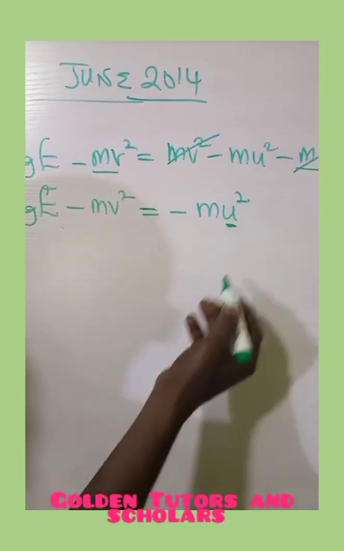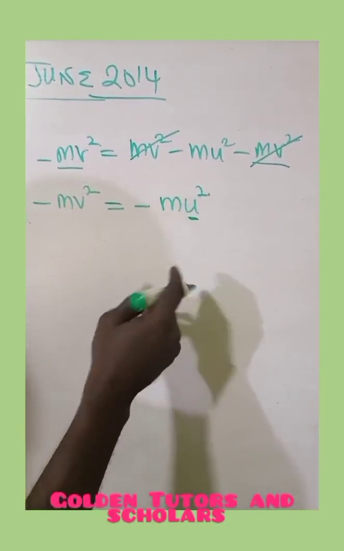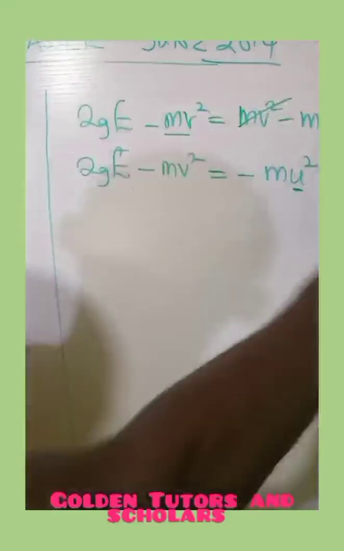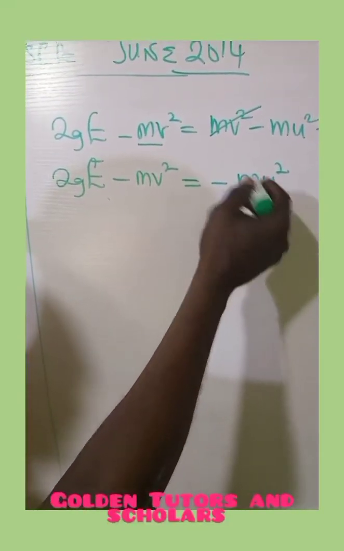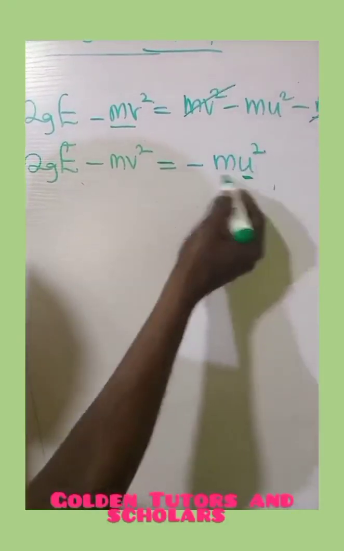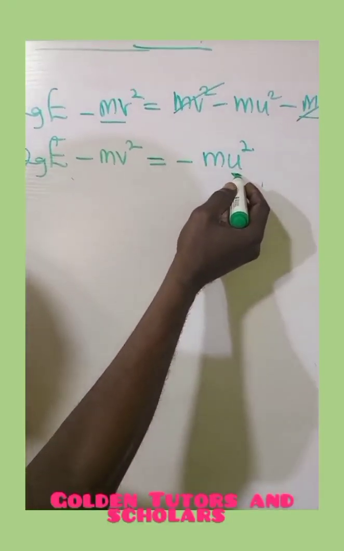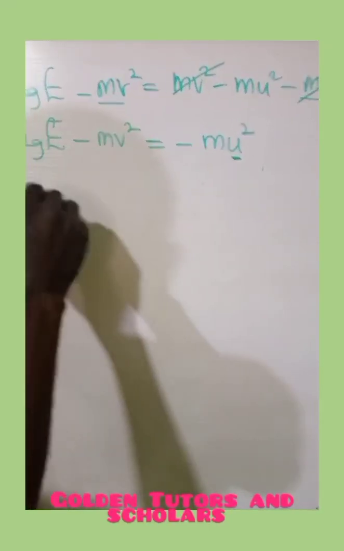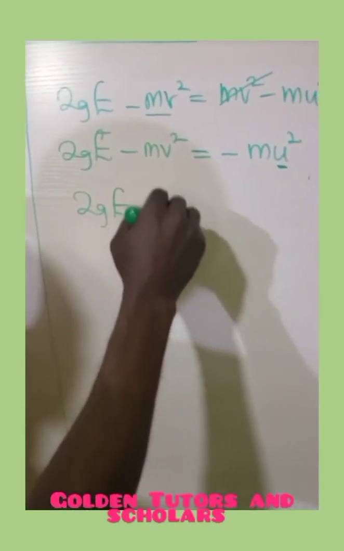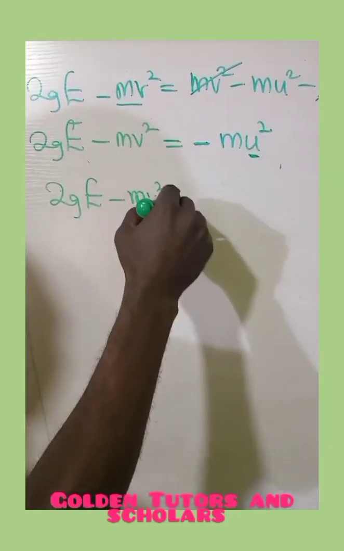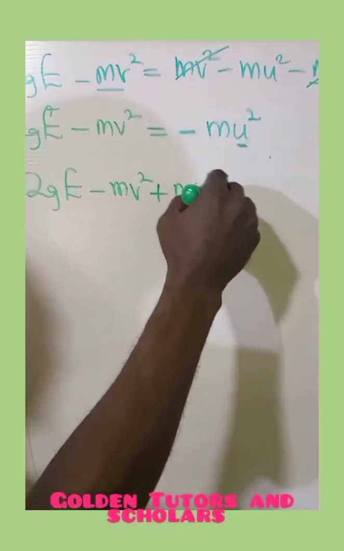Remember, this is my focus here. So the next thing you have to do is, because of this negative sign, I will move minus mv squared to the left hand side. If I move it to the left hand side, what I will have is 2gE minus mv squared. If I move it, this minus becomes plus mu squared equals 0.